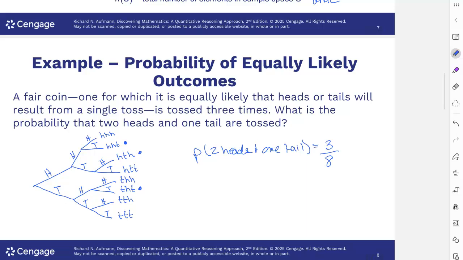And we could keep it as a fraction, or if we wanted to, we could write it as a decimal, which would be 0.375. Or if we wanted to turn it into a percent, we could, and they all mean the exact same thing.